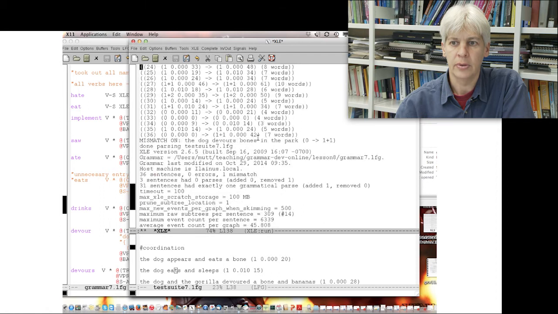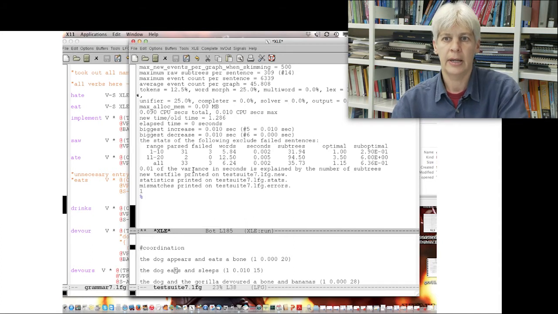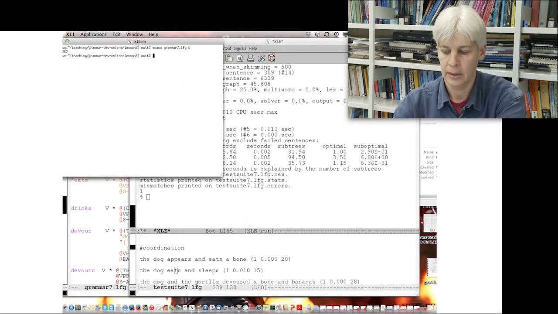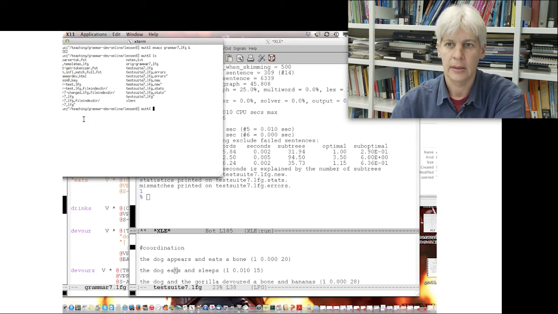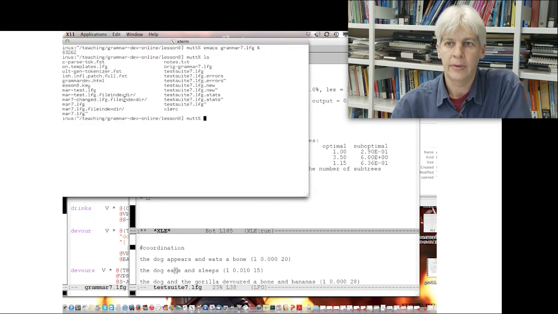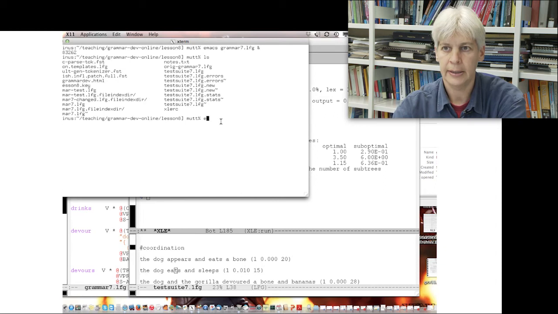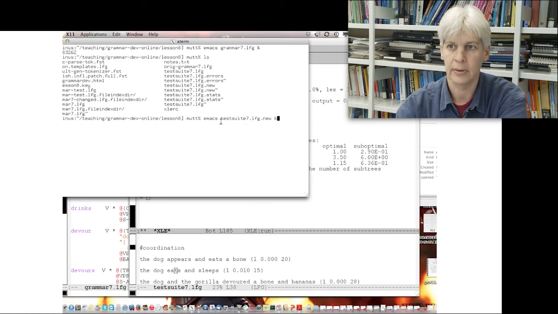So now what I'm going to do is, I would like to keep this test suite. What happens, I'll show it to you over here, is that whenever I run parse test suite, it makes a whole bunch of files. You can read about this in the documentation as well. It lists the errors that were found, and in particular it makes a test suite file new, which is what all the new information is in. So we can look at that. Emacs test suite.new. Let's have a look at that.